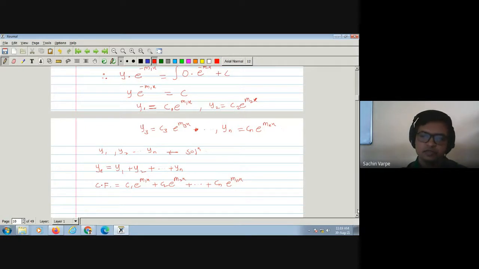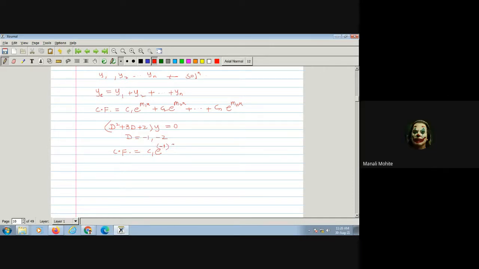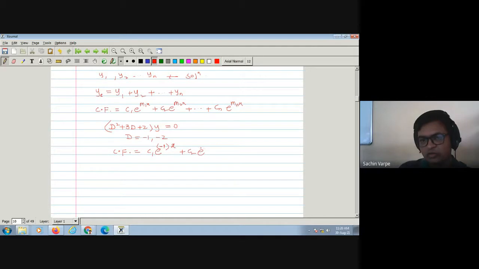Yes, sir. So just like in the last example, that is d square plus 3d plus 2 into y is equal to say 0. We got the roots to be d equal to -1 and -2. So I can directly write the solution, that is the complementary function, for this. The complementary function is what? Yes, it will be c1 e to the power m1x. What is m1 here? m1 is -1. So c1 e to the power -x plus c2 e to the power -2x. Is this clear?